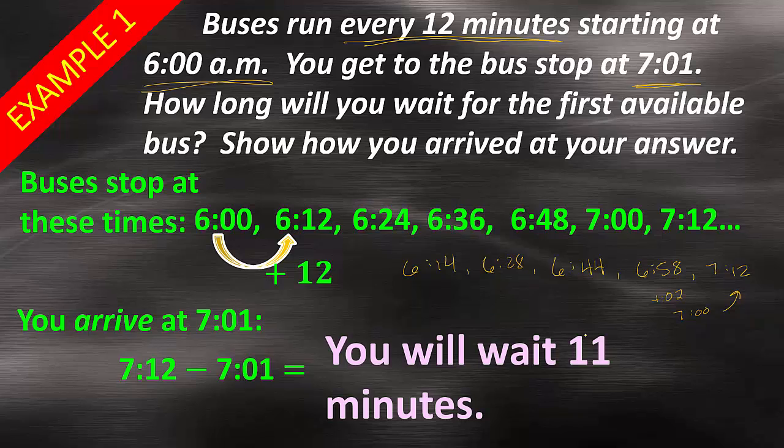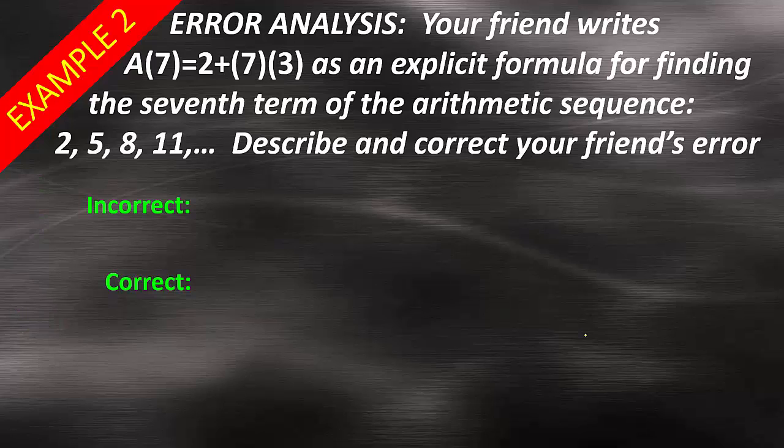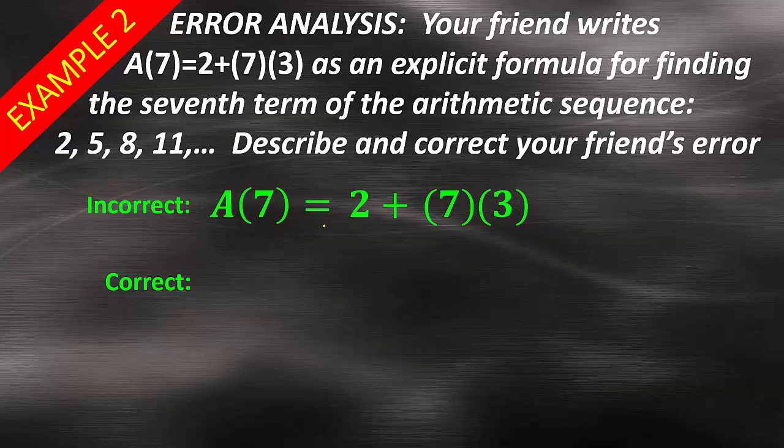That's all I'm saying. All right, error analysis. Your friend writes a sub 7 equals 2 plus 7 times 3 is an explicit formula for finding the 7th term of the arithmetic sequence 2, 5, 8, 11. Describe and correct your friend's error. So if you look at this, this is incorrect, okay?